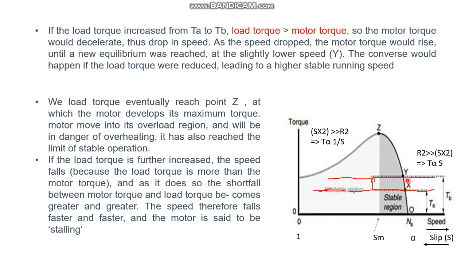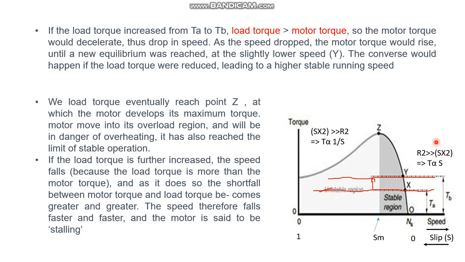Speed reduces. Earlier it was maintaining this speed. Now if the load torque suddenly increases, its speed reduces from this point to this point. If the speed reduces, what happens? As the speed drops, the motor torque would rise. Why does it rise?